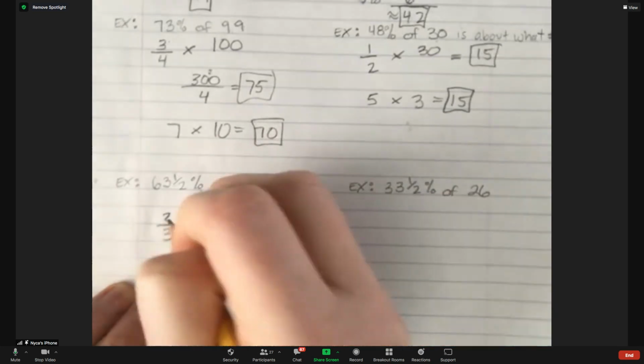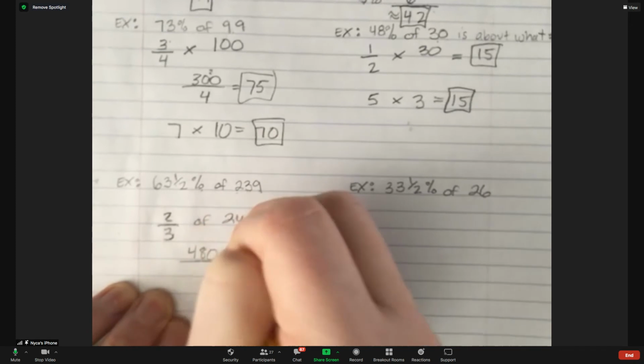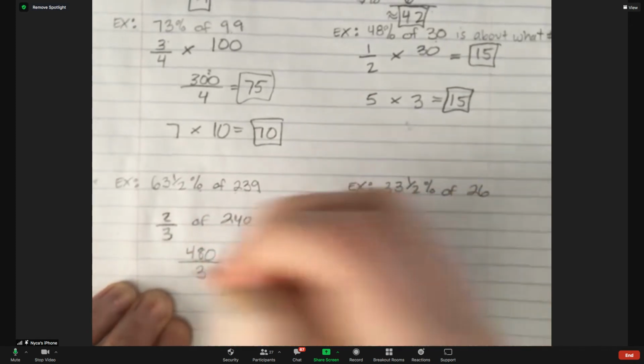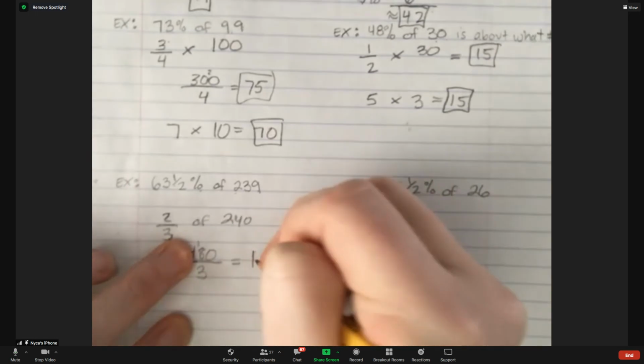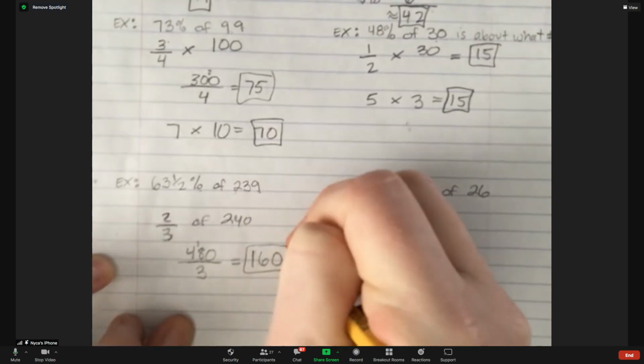Okay, now that I have that, 2 times 240 is 480 divided by 3. 3 goes into 4 one whole time, leaves the 180 there. 3 goes into 18 6 times, and then drops the 0, so 160.